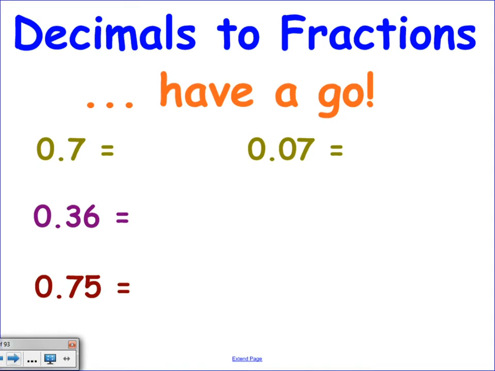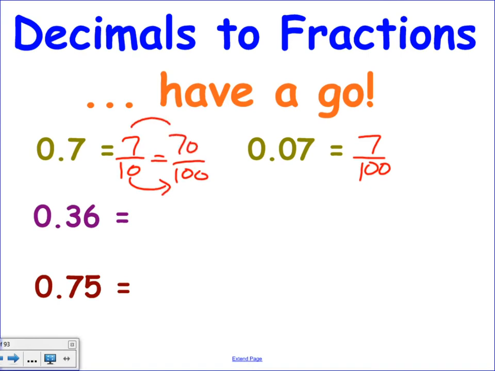So 0.7, what does that mean? 7 over 10. Brilliant. Can we simplify it? No. 0.07 is 7 over 100. Okay. If you wanted to compare this with that, to show you which is bigger, I make that 100. What have I done? Multiplied it by 10. Do the same to the top. So that's 70 over 100, that's 7 over 100. So this is a bigger fraction by a long way.